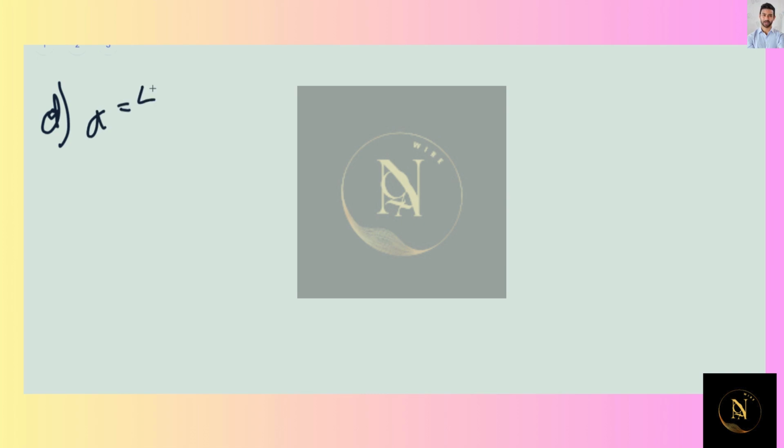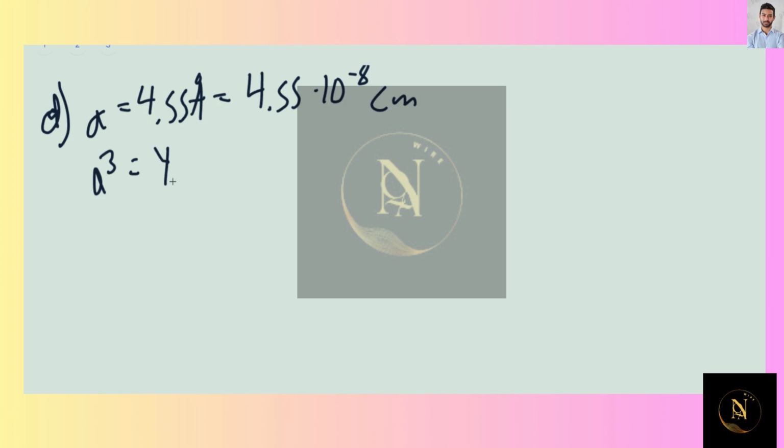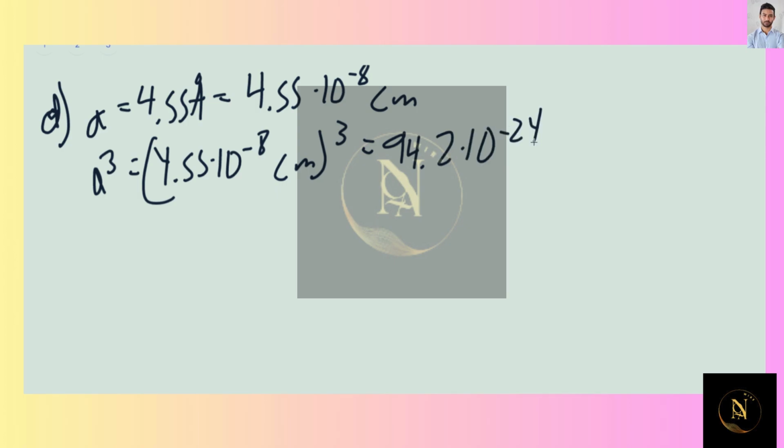Since a is 4.55 angstroms, that's equal to 4.55 times 10 to the negative 8th centimeters. If we cube a, we'll get the volume. That's going to be 4.55 times 10 to the negative 8th centimeters, cubed, and that equals 94.2 times 10 to the negative 24th centimeters cubed.